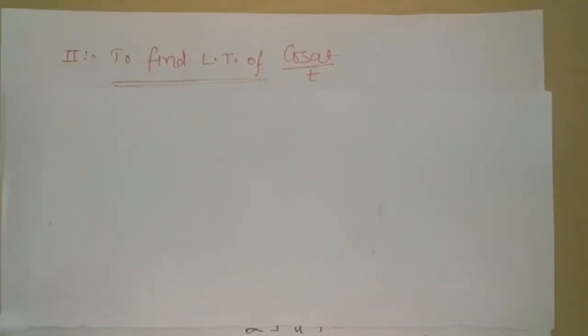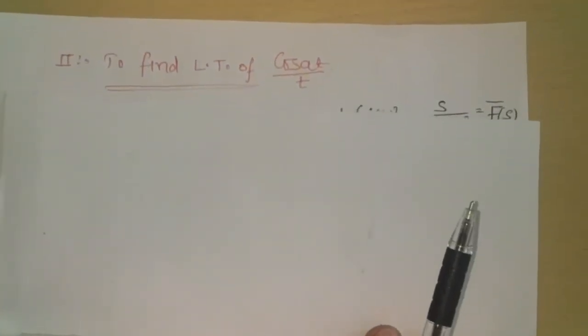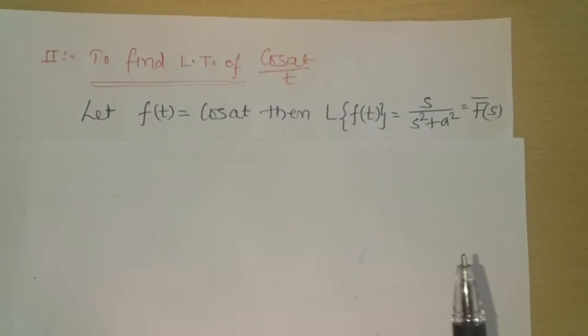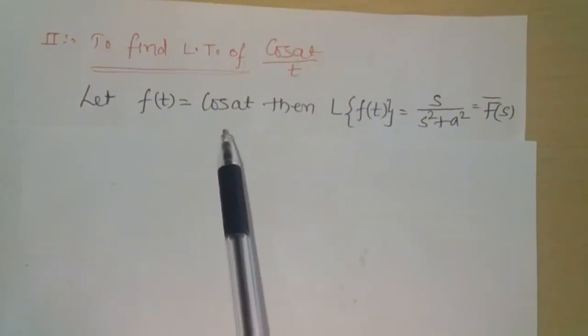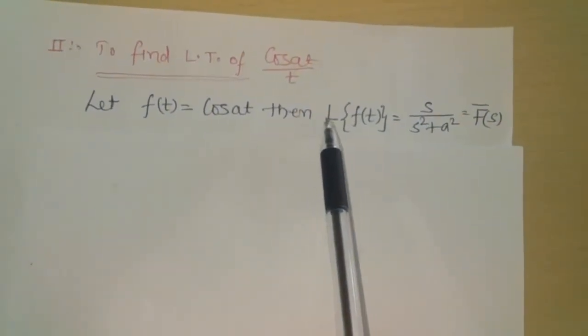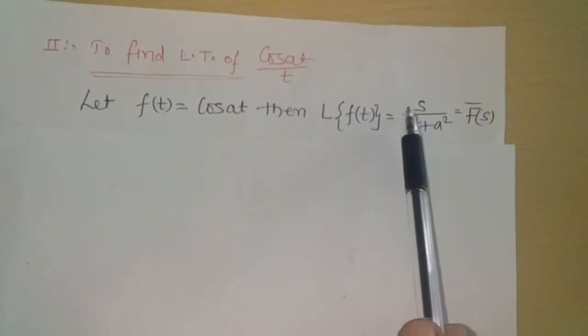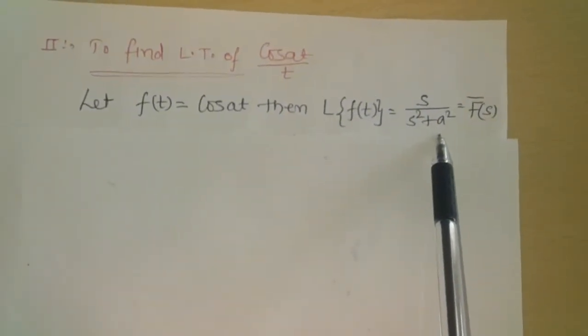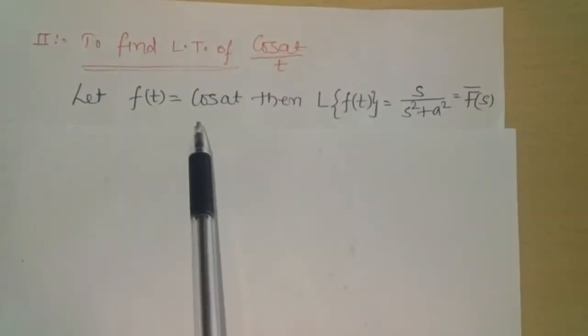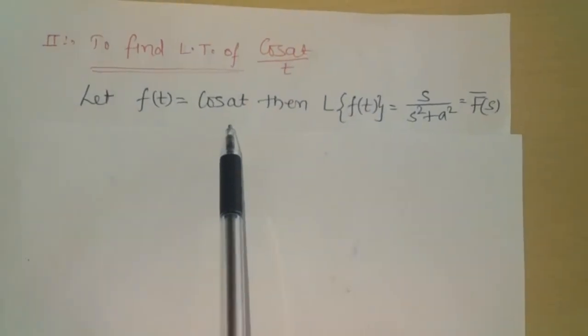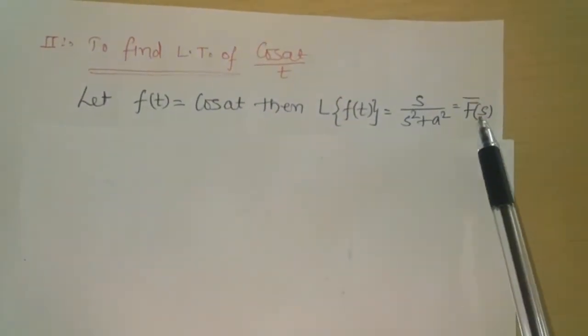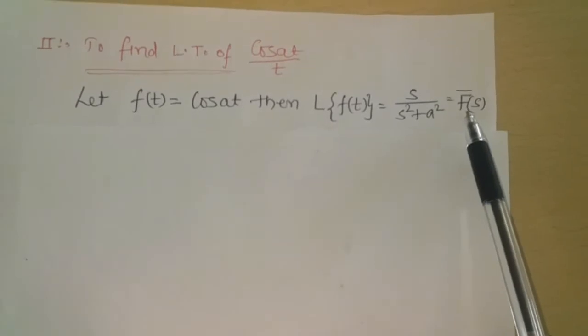Then, to find the Laplace transform of cos at by t, we use the division by t property. So we start by assuming f(t) is cos at, then the Laplace transform of f(t) is s upon s square plus a square, which is the formula of the Laplace transform of cos at, and we denote the Laplace transform of f(t) by f bar s.